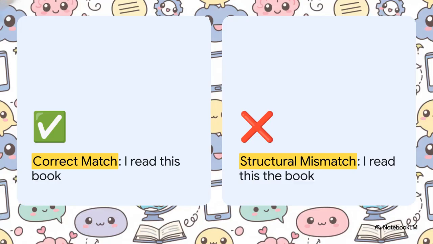Grammar also creates traps, specifically what we call structural mismatches. Let's compare the structures here. In Arabic, after a demonstrative pronoun like this, you often absolutely must include the definite article, the. So literally, this, the book. But English grammar, it absolutely rejects that structure. The rule in English is to delete the definite article after a demonstrative, so it simply becomes, I read this book. If you translate structure literally, you just end up with broken grammar.